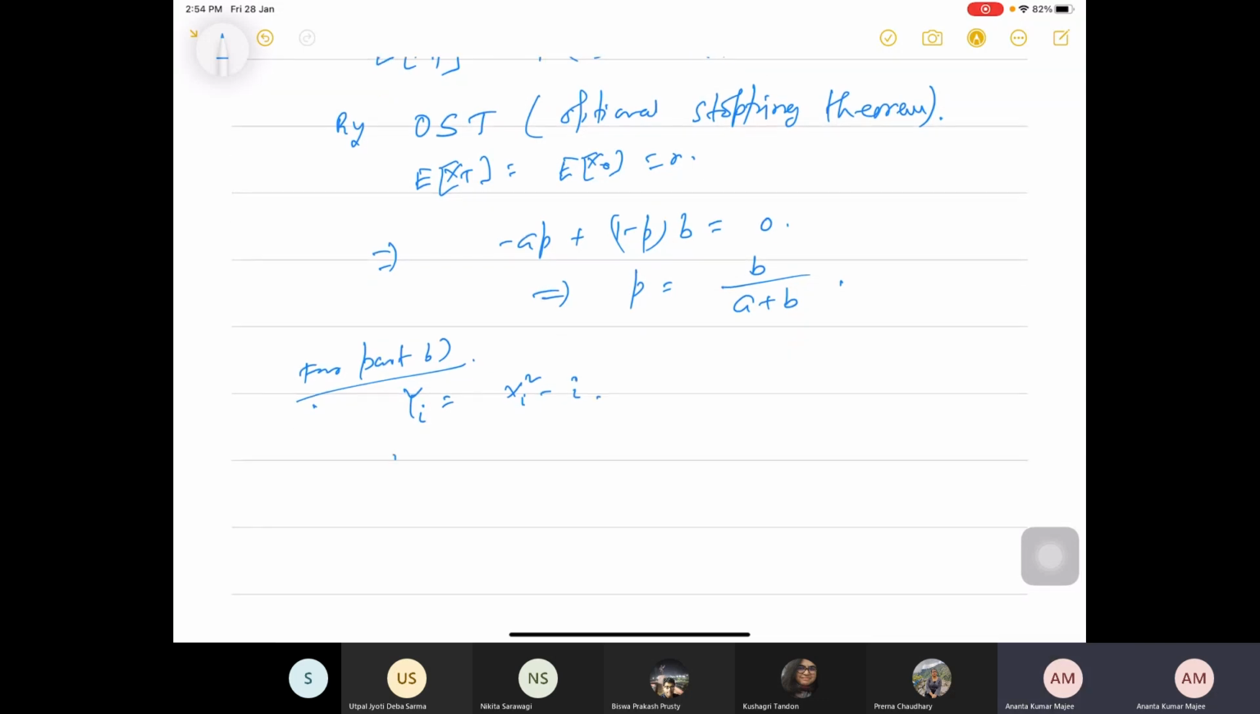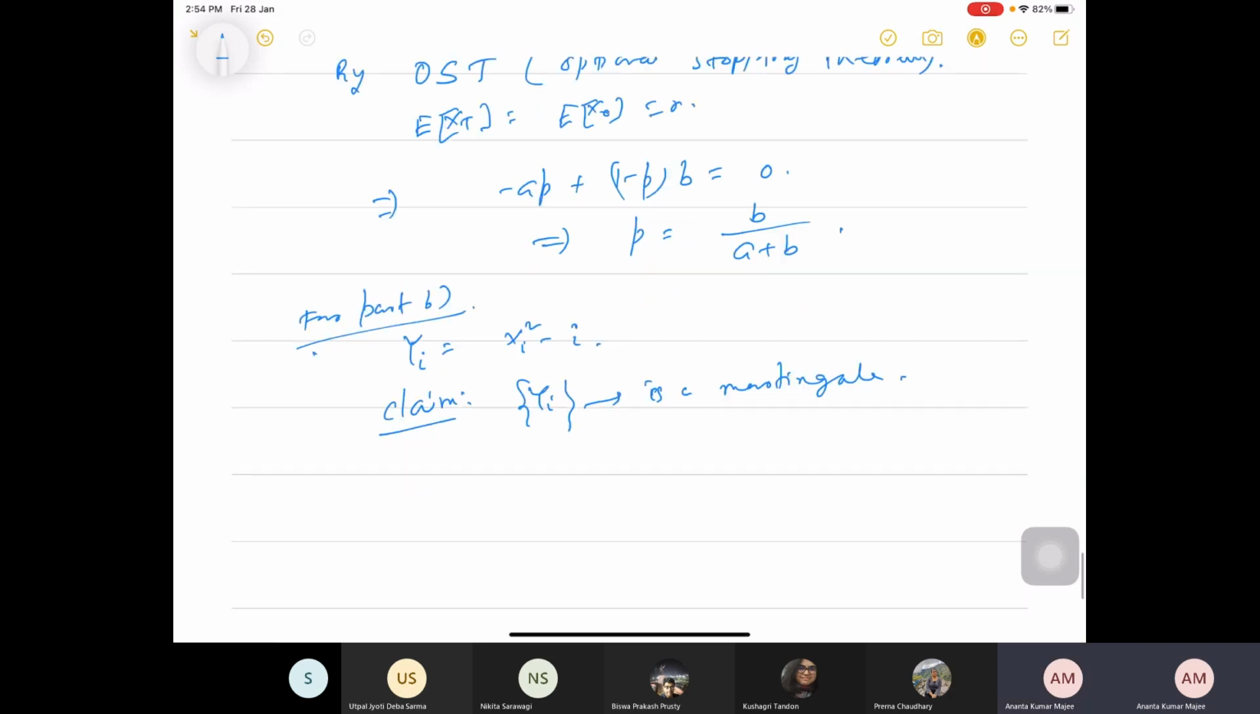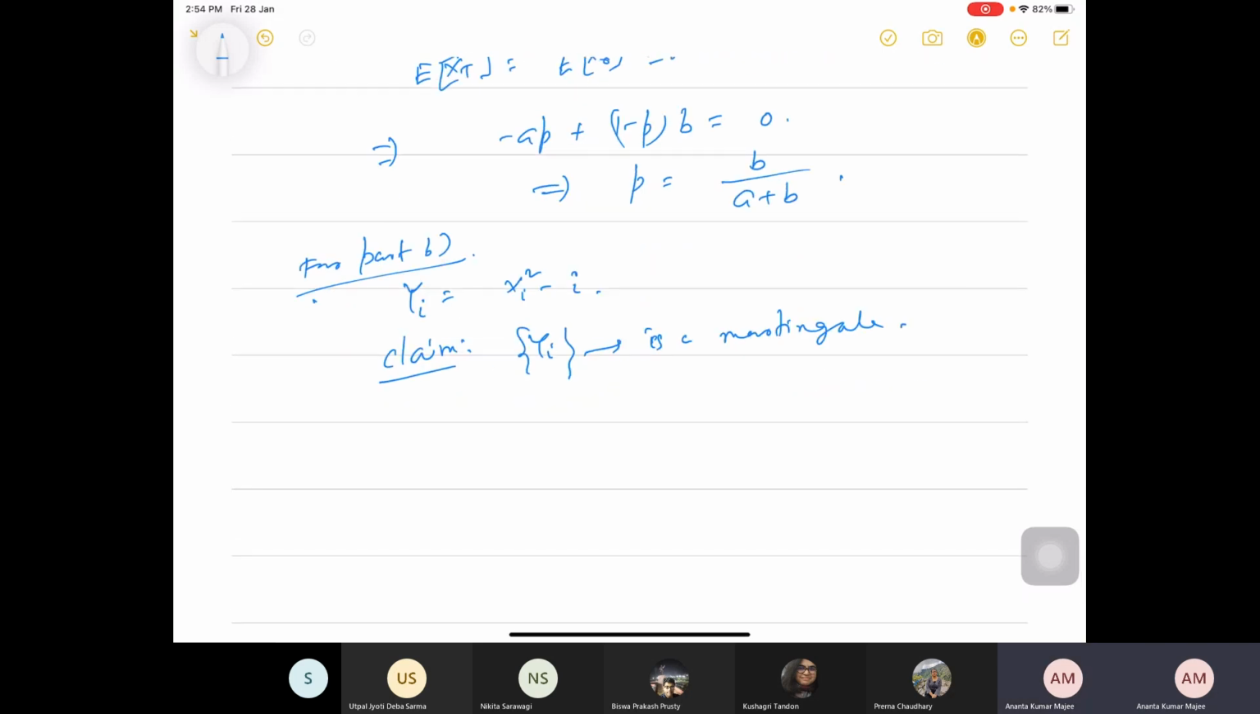Okay, so my claim, you check yourself, is that Y_i is again a martingale. Martingale with respect to, I can think of, X_i. That means you consider the sigma algebra F_i, which is the sigma algebra generated by X_0, X_1 up to X_i, and then you see this Y_i is a martingale.